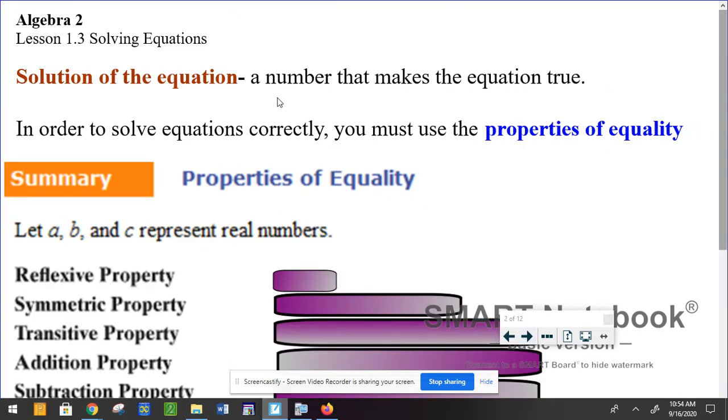Solution of an equation. Here's a definition for you. It's a number that makes the equation true. So when you solve an equation, you get x equals 3. It's the value of x that's going to make that equation true. In order to solve equations correctly, what we're going to practice with the first few examples are the properties of equality.